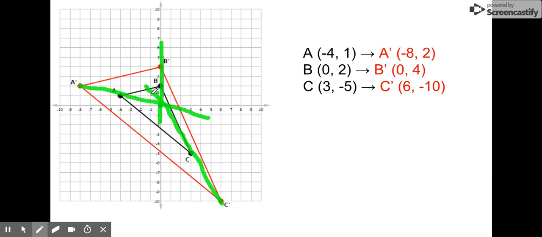We also know that dilations preserve orientation, so the way we move around our points stays the same. So A to B to C, we're moving clockwise. A prime, B prime, C prime, we're still moving clockwise.